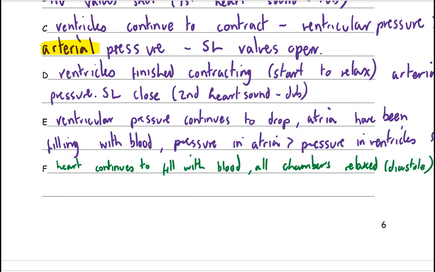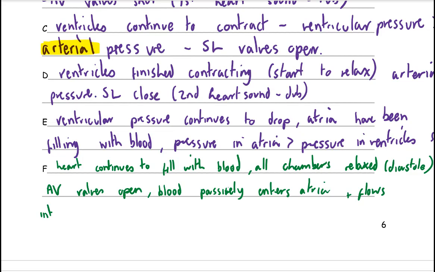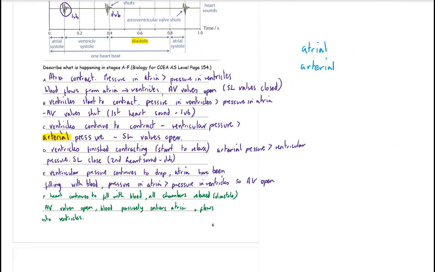And AV valves are open, so blood passively enters the heart. Well, we should say enters the atria and flows into the ventricles. All of that has taken place over 0.8 seconds. What the flip?